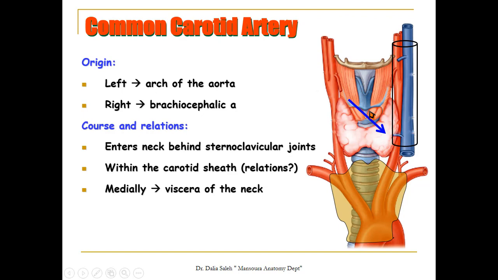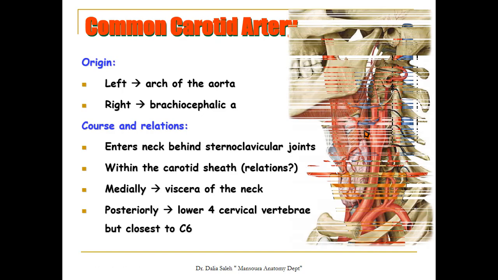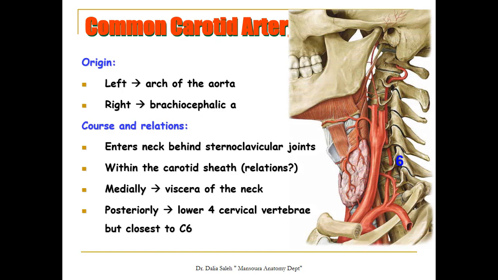And what do I mean by the word viscera? I mean the organs that lie in the neck, like the larynx, the trachea, and the thyroid gland, and posterior to them lies the pharynx. Posteriorly, or the posterior relation of the common carotid artery. This is the common carotid artery. You can see posterior to it lies the cervical vertebrae. So it is related to the lower four cervical vertebrae, but it is closest to C6, or the cervical vertebra number 6.